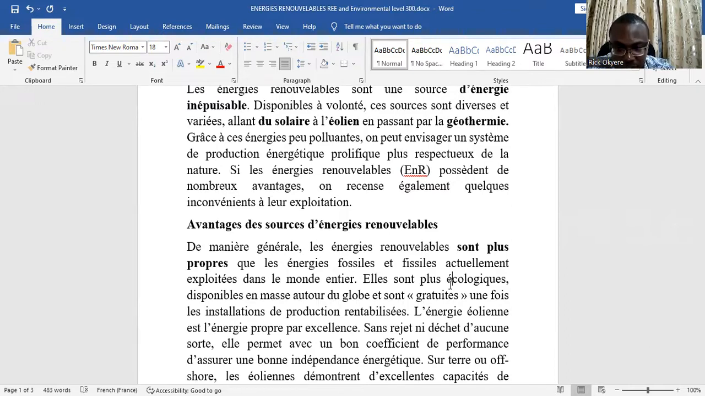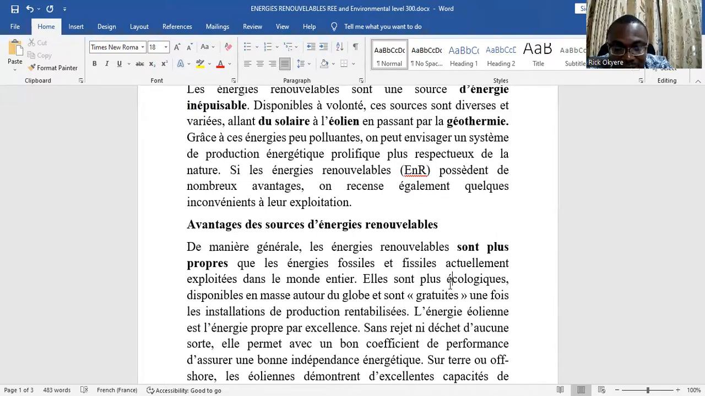Elles sont plus écologiques, disponibles en masse, and it is also environmental friendly. It's also available to a lot of people around the world, and it's in free quantities. Meaning, for example, the sun is available to everybody that sees the sun. And so you can tap the sun energy and use it as and when you want it, and it's free. C'est gratuit. So when we say c'est gratuit, it means it's free, all right?